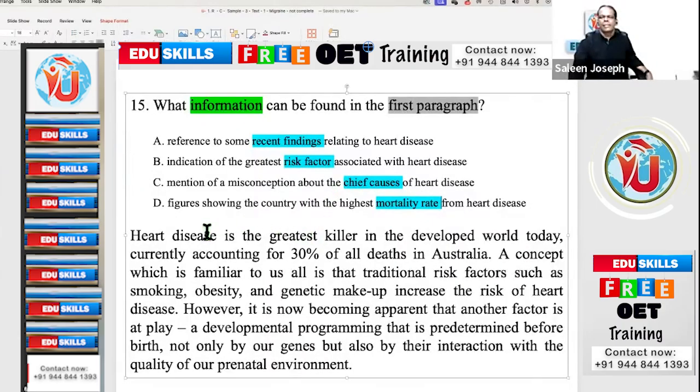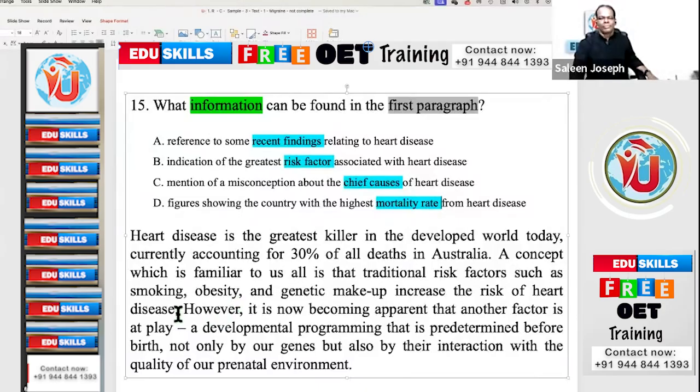Heart disease is the greatest killer in the developed world today, currently accounting for 30% of all deaths in Australia. A concept which is familiar to us all is that traditional risk factors such as smoking, obesity, and genetic makeup increase the risk of heart disease. However, it's now becoming apparent that another factor is at play, a developmental programming that is predetermined before birth, not only by our genes, but also by their interaction with the quality of our prenatal environment.